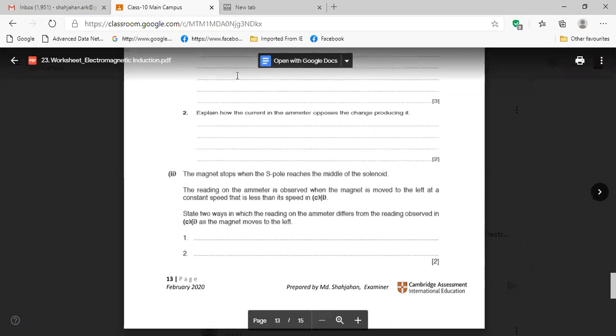First one, what you said: the needle deflects in the opposite direction, and the second is that the reading will be lesser or smaller. What will be the first one? The needle in the ammeter deflects in the opposite direction. Ammeter needle's deflection is opposite.